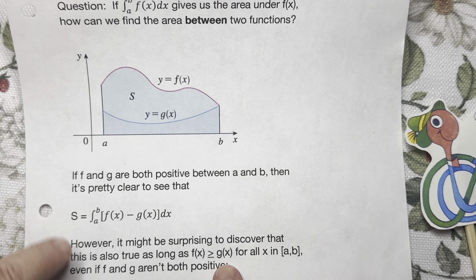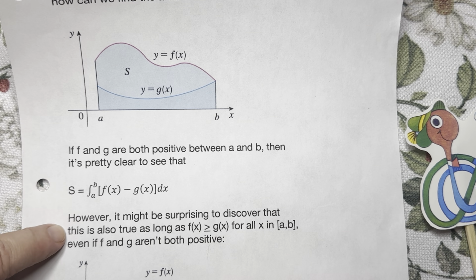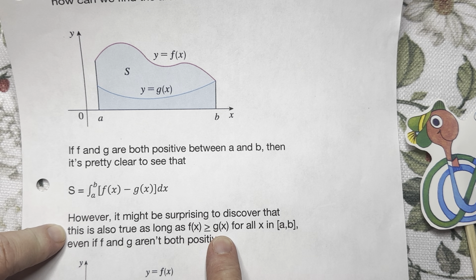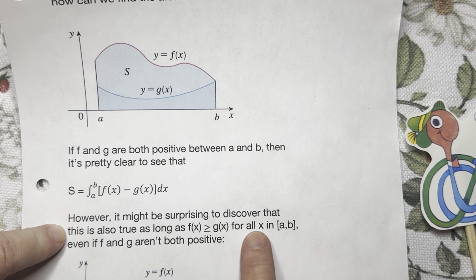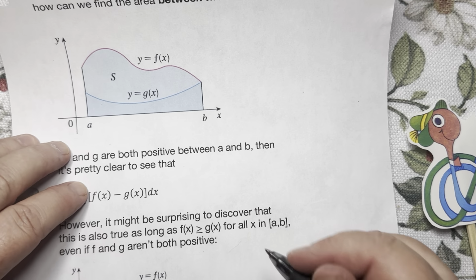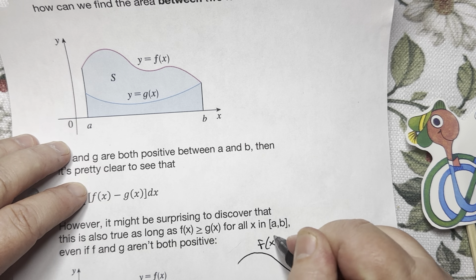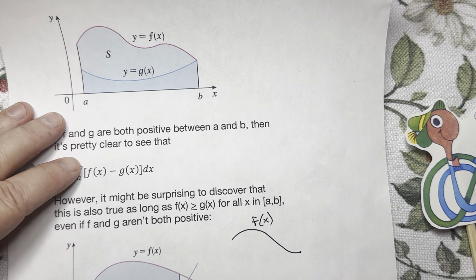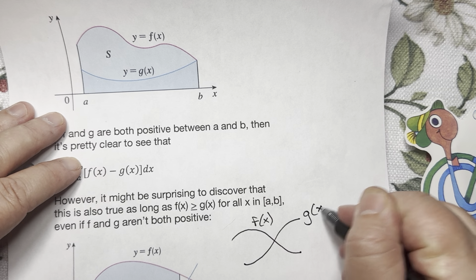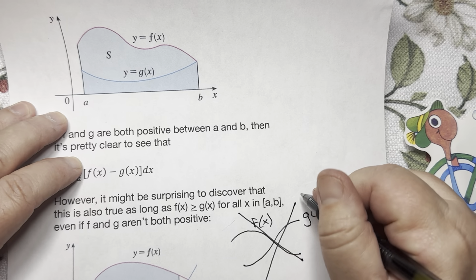And then I go on to write, however, it might be surprising to discover that this is also true as long as f is greater than or equal to g for all values. So they can't crisscross. You're not allowed to have f do something like this, and g do something like this. They can't switch places. This is not allowed.